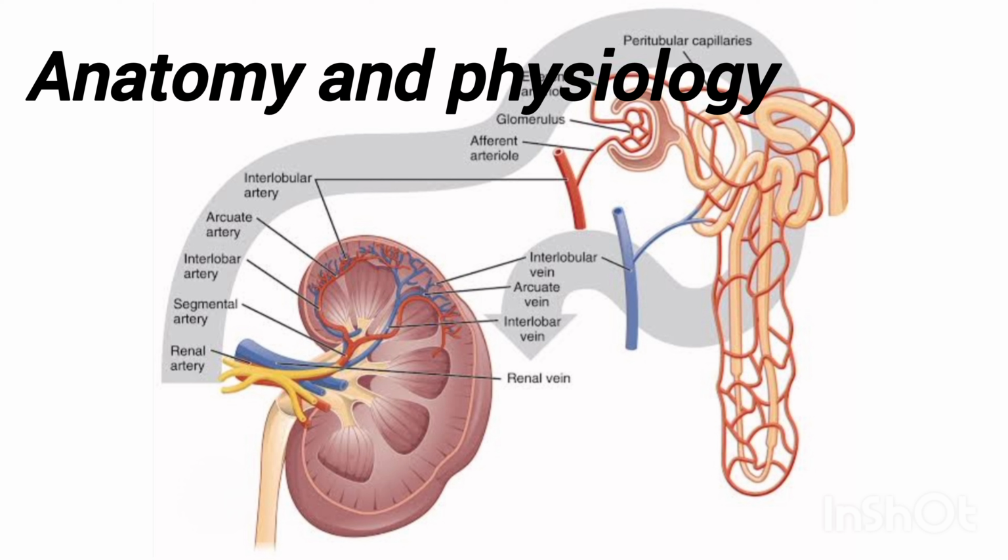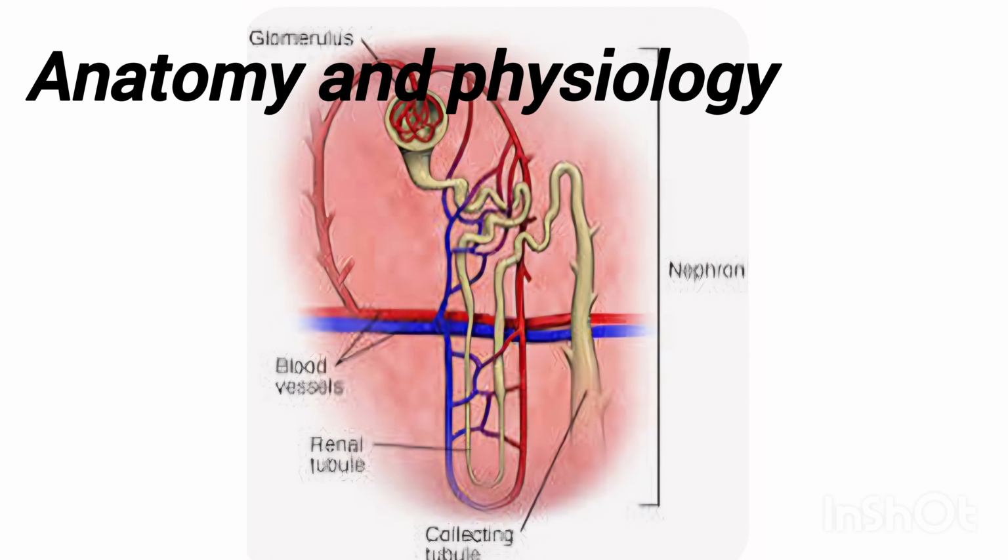The nephron is the functional unit of the kidney and it consists of the glomerulus, Bowman's capsule, proximal tubule, loop of Henle, distal tubule and collecting tubules. These are the parts of the nephron. The renal artery and renal vein supply the blood to the kidney. This is the brief introduction of the anatomy.